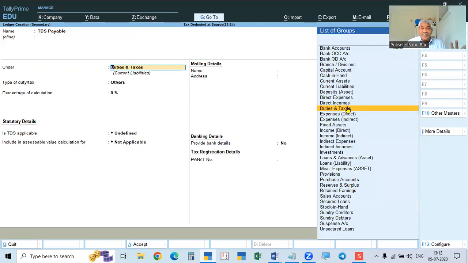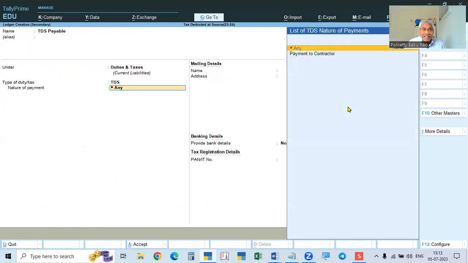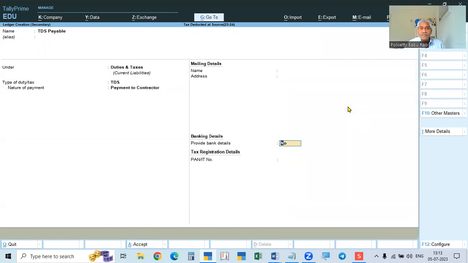This is also under duties and taxes, collecting and paying to the government. So now we select TDS. Previously GST, now TDS, and here also the nature of payment. In GST, you don't deduct tax. Here you have to do it. So for example, we take payment to contractor, TDS payable.